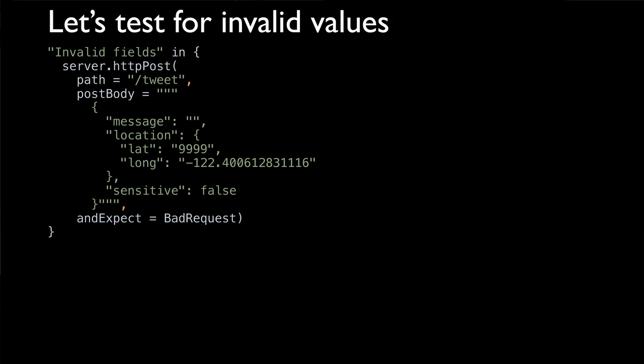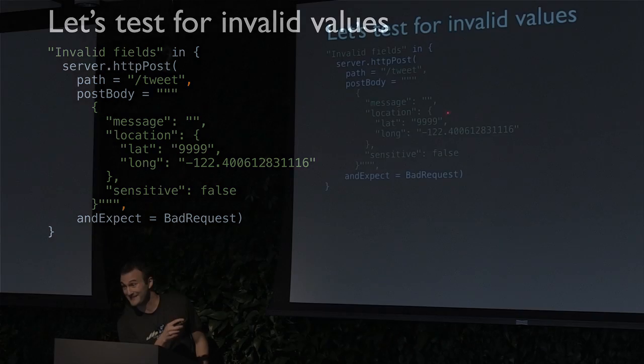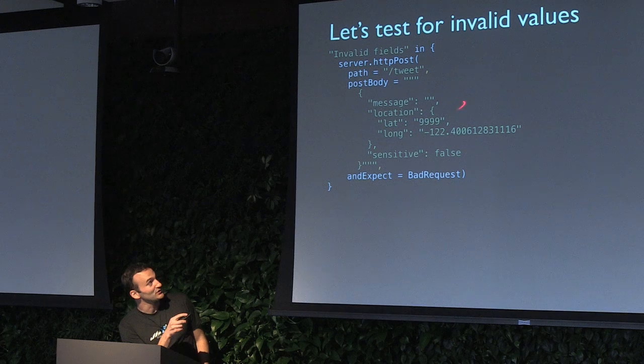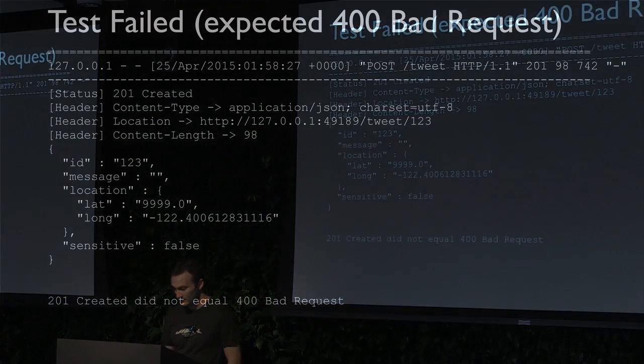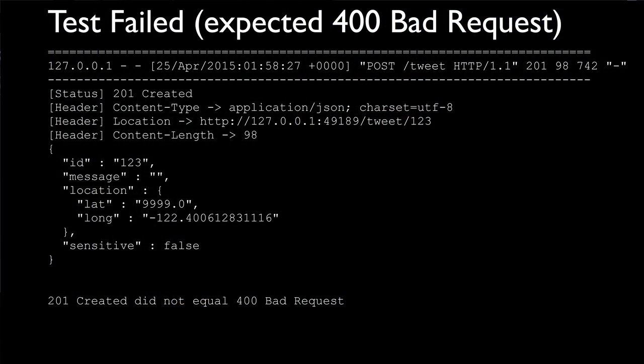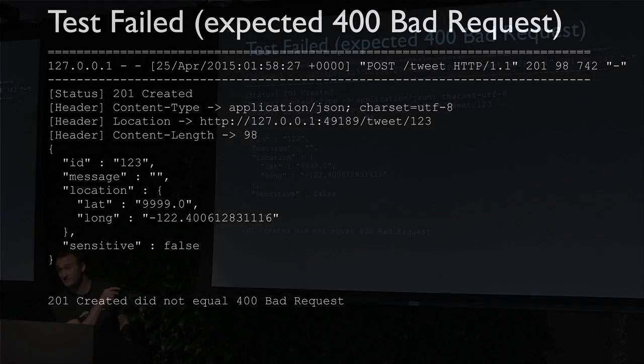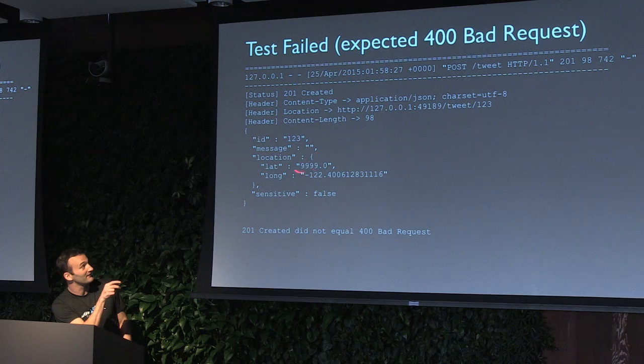Let's write additional tests, a test for some invalid values. In this case, we have a message field, but it's empty. And for latitude, we specify a value that's not valid. We run that test, and this test fails. It fails because we expected a bad request, but it created a tweet for us anyway, and it used these invalid values.